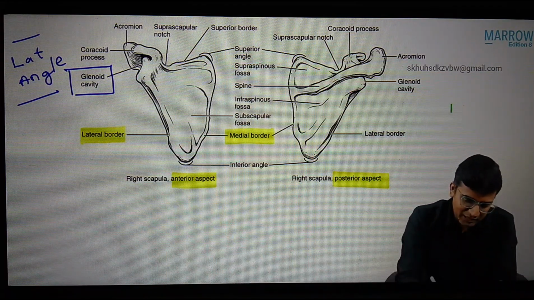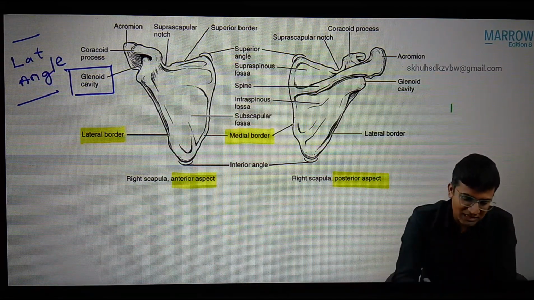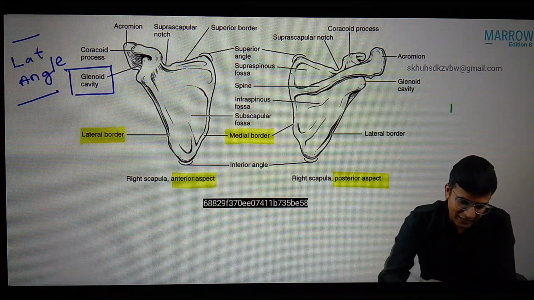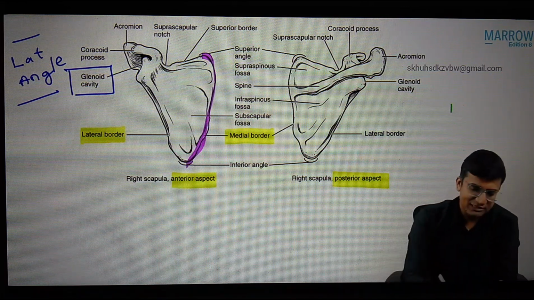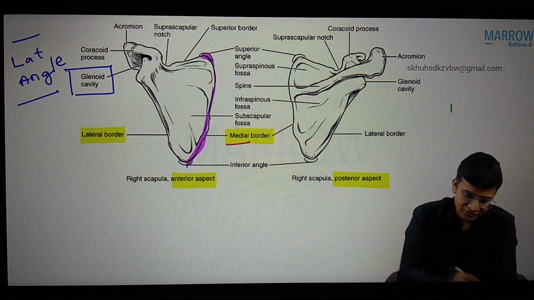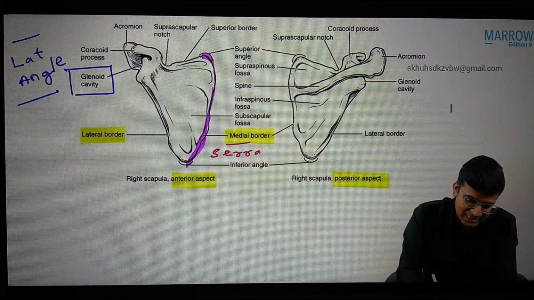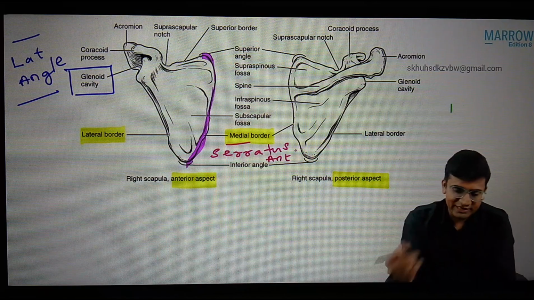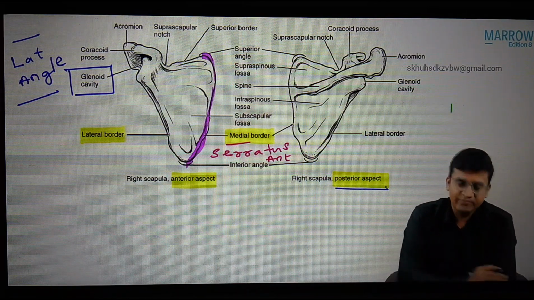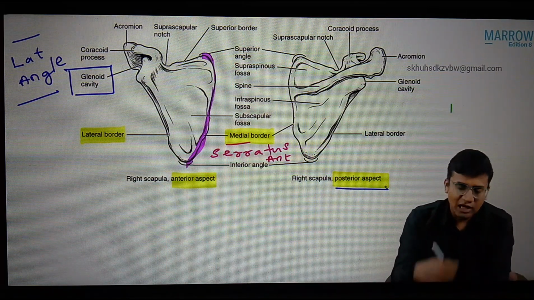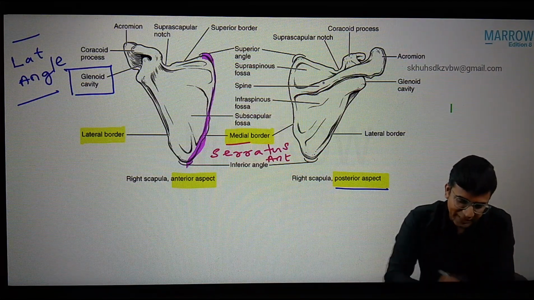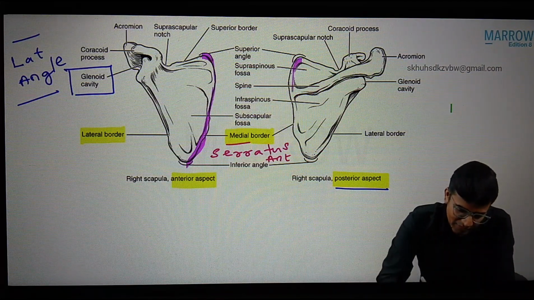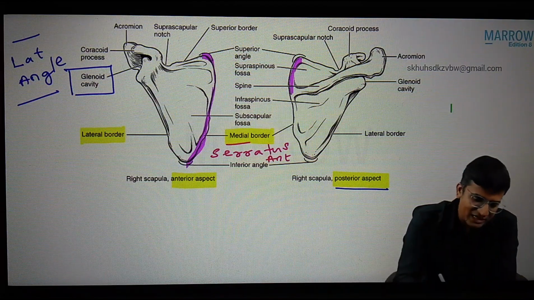The medial border receives one muscle. What muscle? Serratus anterior. Okay. The entire medial border receives serratus anterior. So on the medial border on the front side, the serratus anterior muscle is inserted. Now the medial border on the back side, the posterior side, we have three muscles: above the spine, just opposite to the spine, and below the spine. So this is the spine.